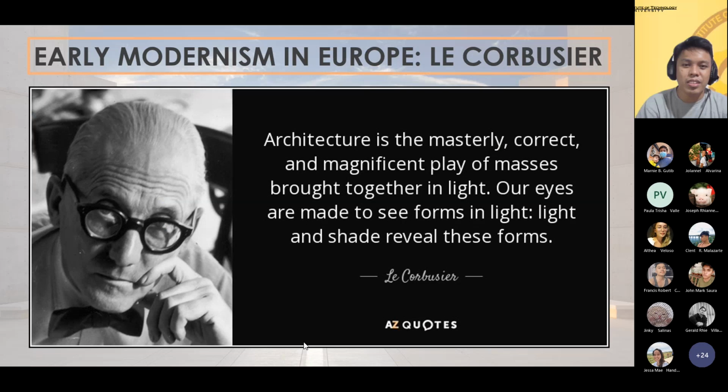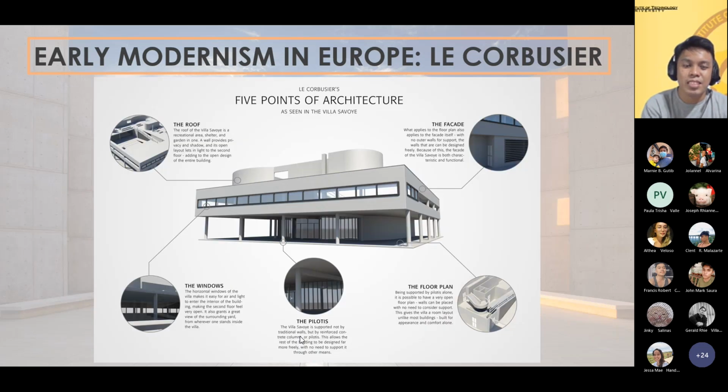Okay. So a quote from Le Corbusier says here: architecture is the masterly, correct and magnificent play of masses brought together in light. Our eyes are made to see forms in light. Light and shade reveal these forms. So going back: architecture is the masterly, correct and magnificent play of masses brought together in light. Later on, we'll have an example that best describes this quote right here. And one of the important known buildings of Le Corbusier is this one, the Villa Savoye.